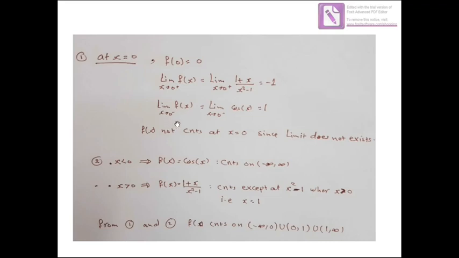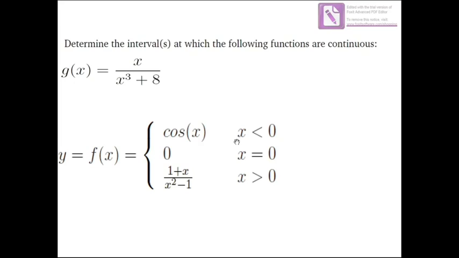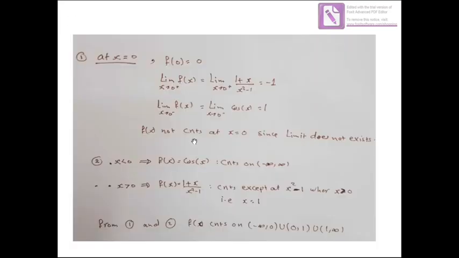When x approaches 0 from the left, we need to take this one, cosine of x. And we need to evaluate the limit of cosine x when x approaches 0 from the left. This will be equal to cosine 0, which is equal to 1. So the limit from the right is equal to minus 1. The limit from the left is equal to 1. So we conclude that this function is not continuous at x equal to 0, since the limit does not exist. Because the limit does not exist at 0, we conclude this function is not continuous at 0.